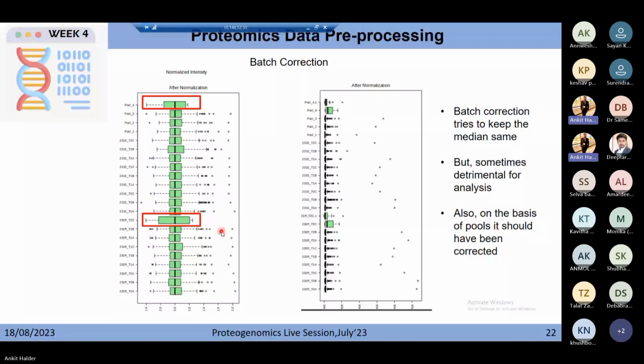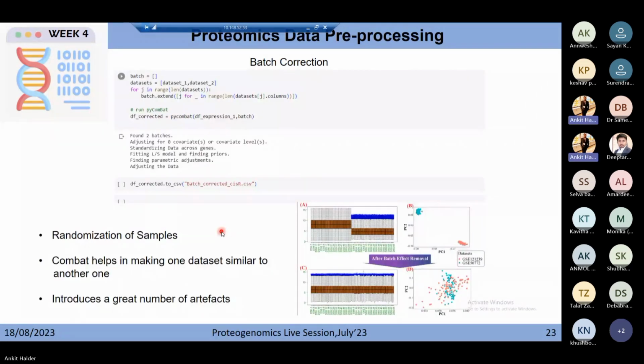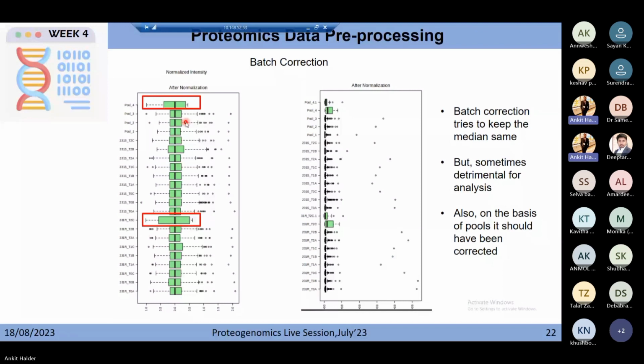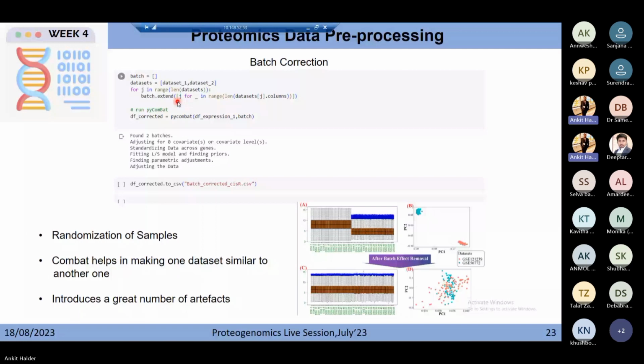This is possible with ComBat. In ComBat, if you say that my data set one is the correct one, so the previous pool samples are correct, and you try to bring these two samples accordingly, then according to the pool samples, it will bring them similar to that sample.